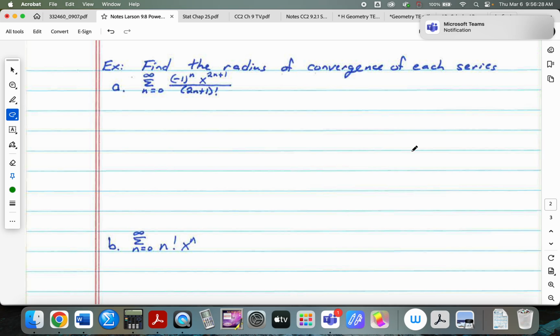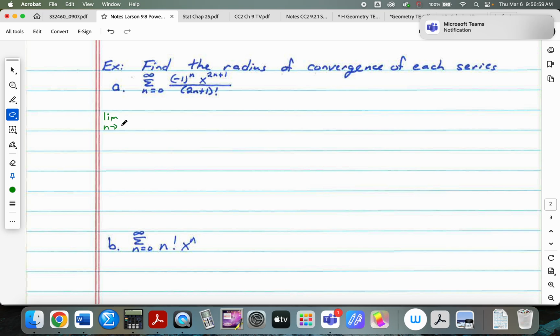So let's find the radius of convergence for each of these series. And the majority of the time on these, we're going to use the ratio test. Now, sometimes on the AP exam, they'll prompt you to use the ratio test. Sometimes they won't. But it's almost always using the ratio test, mostly because they almost always have factorials in them.